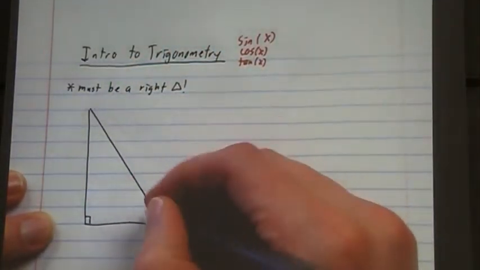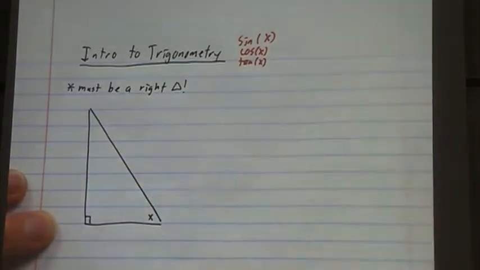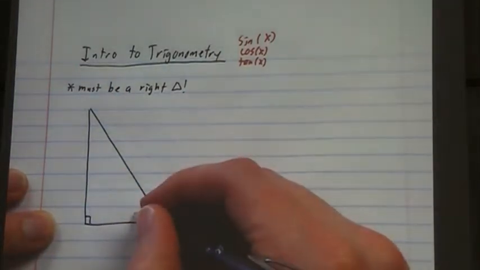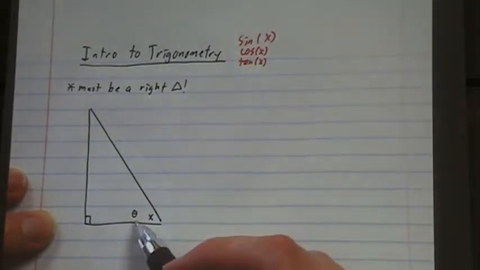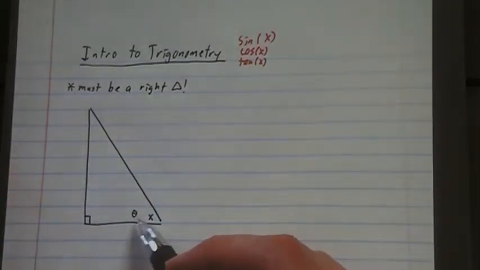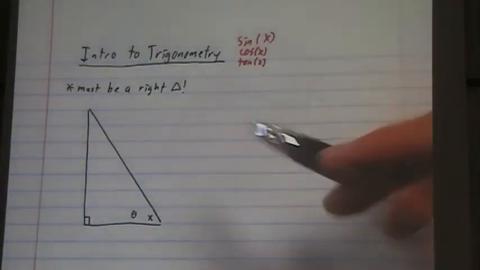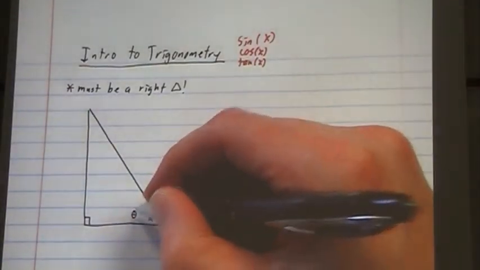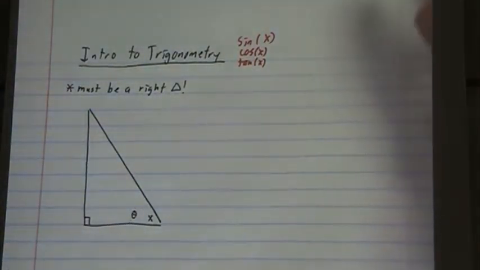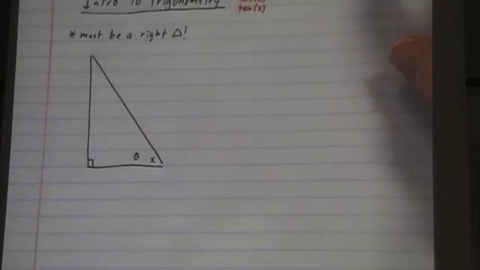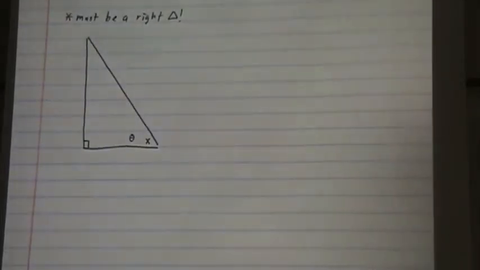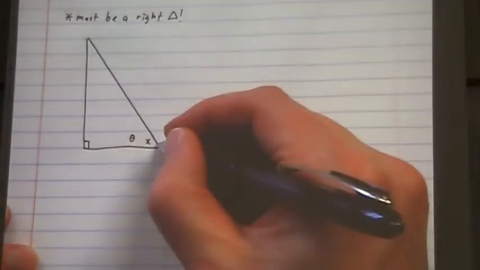I'm going to put an X in the corner. Some people will put a symbol like this, which is called a theta. Theta just means missing angle. We're going to be using X more, but I want you to be aware that if you see something that looks like a weird zero, it could be a theta. Everything is going to be related to the angle that has a variable or a theta in it.